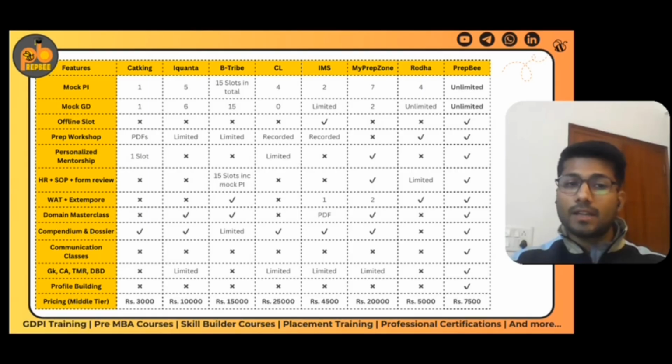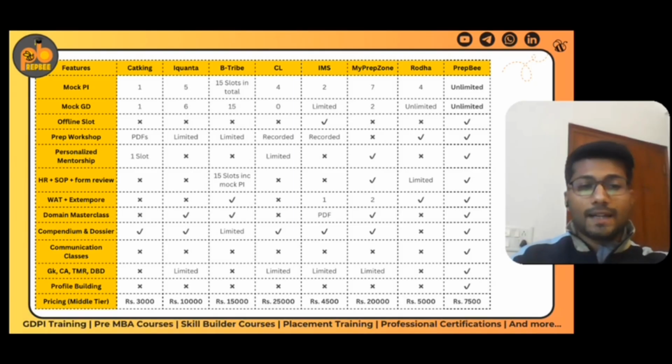So at that particular instance, personalized mentorship is very much important, and CATKing is giving one slot for that. CL is giving very limited slots for that. But in PrepBee, we give you a one-to-one personalized mentor with whom you can have n number of discussions. There is no limit in that, because we understand that personalization in this particular journey is the most important factor. Mock PIs, mock GDs, everything is important, we understand, but at the apex lies personalized mentorship, because that is the building block, that is the base of your preparation. So this is something that you should always seek.